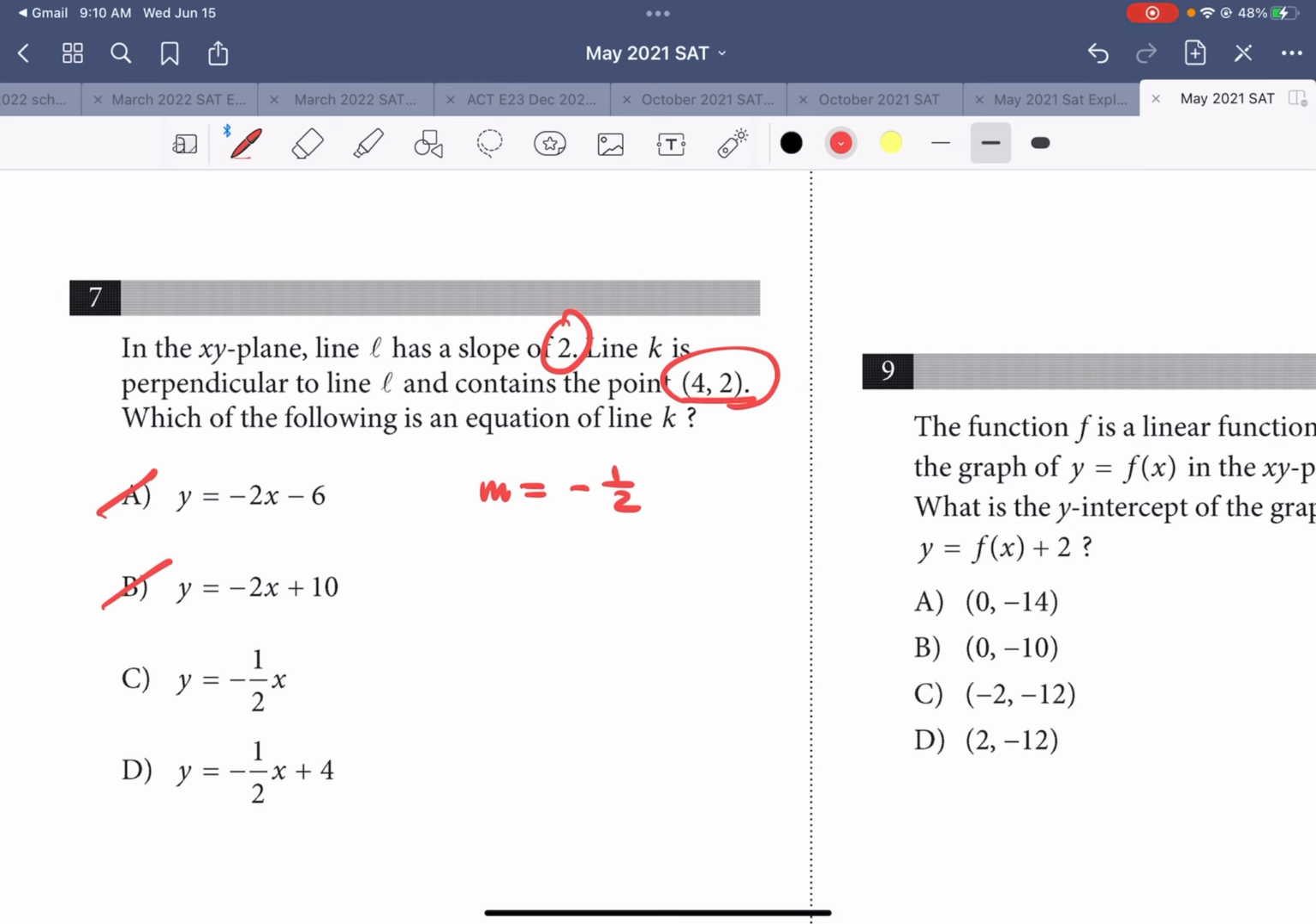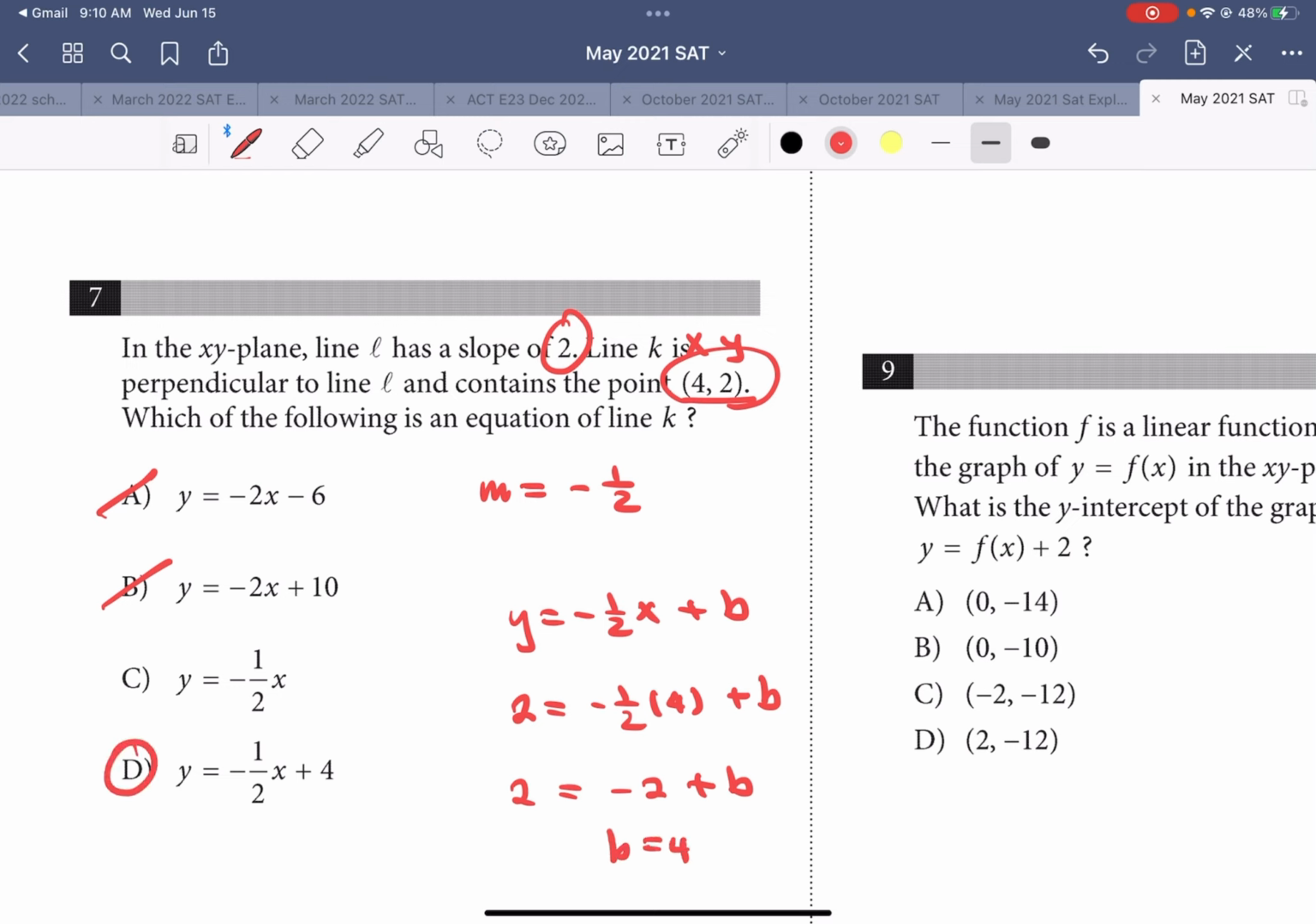Or you can set it up. y equals negative 1/2 x plus b. So you plug in this xy value. 2 equals negative 1/2 times 4 plus b. So 2 equals, that's negative 2 plus b. So when you add the 2 both sides, b will be 4. So D is the answer.